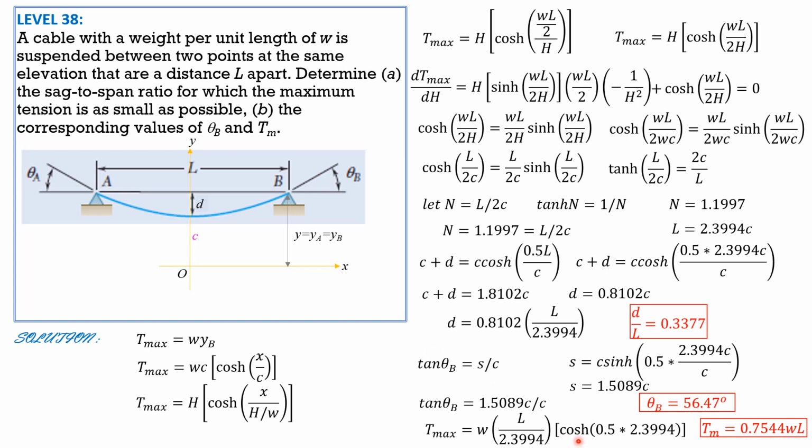Take note that this formula comes from here and we replace H by WC so that we can cancel W. What is left is 0.5L over C. So 0.5 of L, this is in terms of C over C, so C cancels out. So that's the value of the maximum tension.